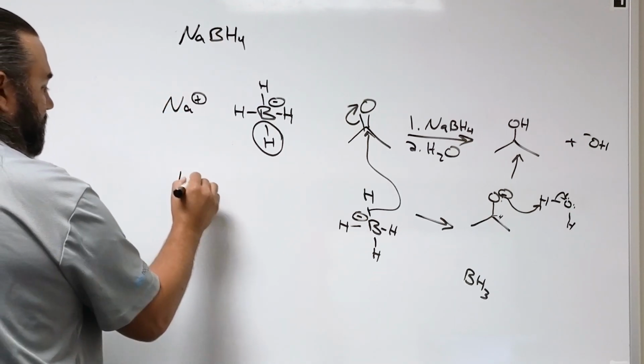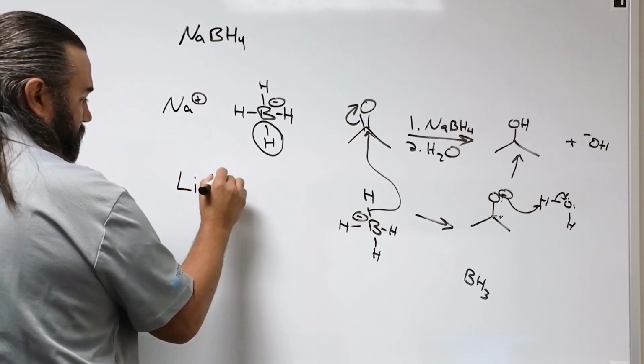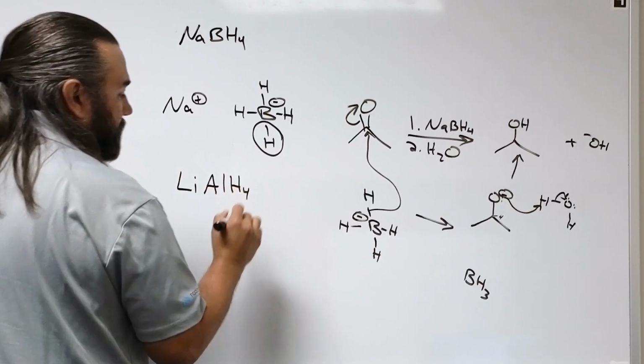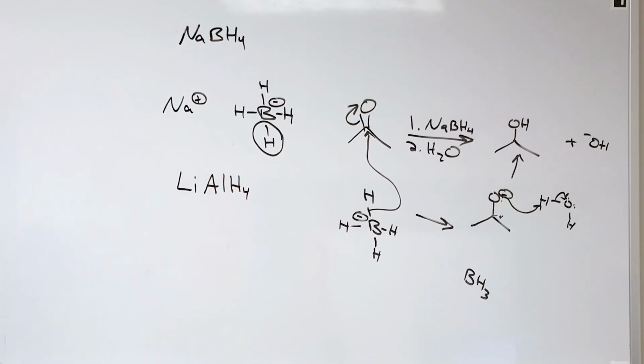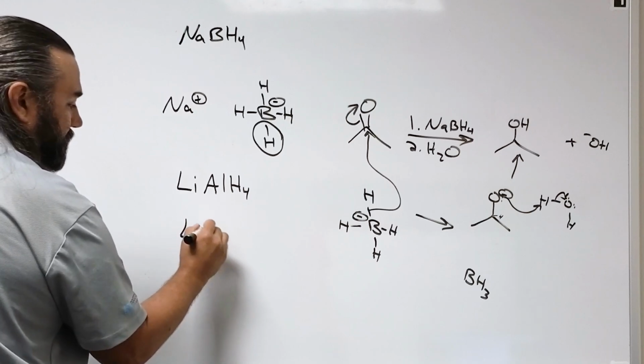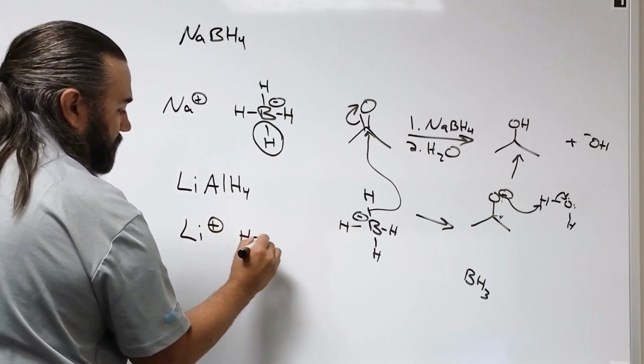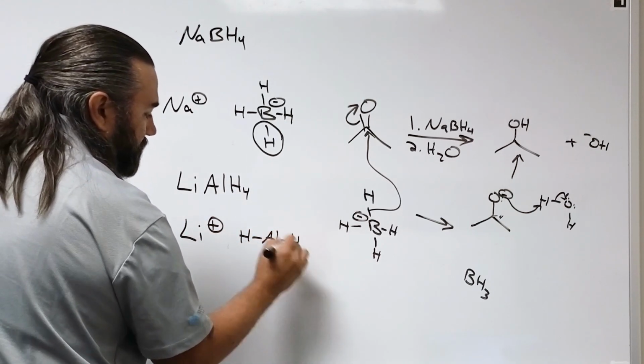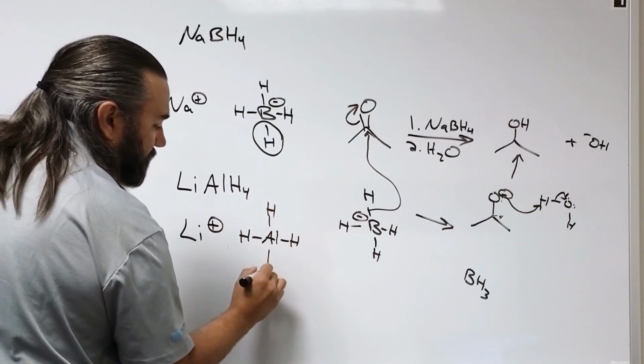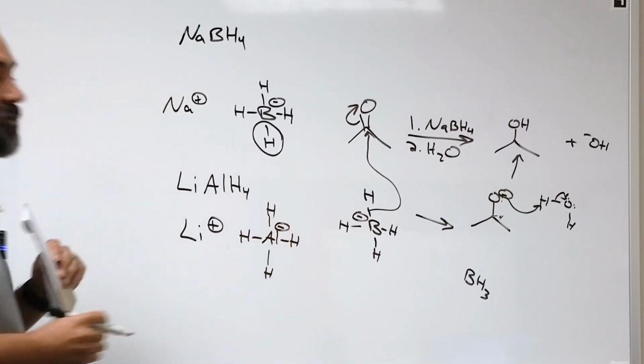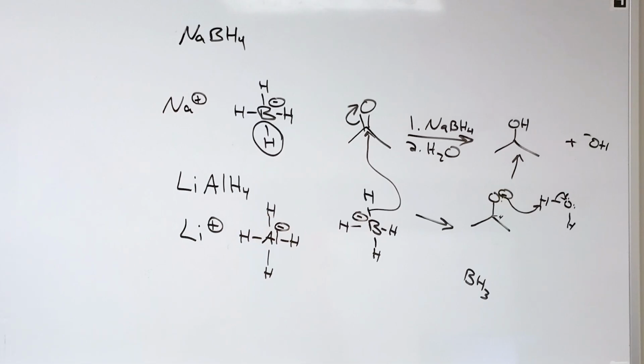Other examples, lithium aluminum hydride is another one. It's the same thing. It's a lithium ion and an aluminum hydride ion with a negative charge, which makes it unstable. It doesn't like that. These are both hydride donors. So this is how it works in organic chemistry.